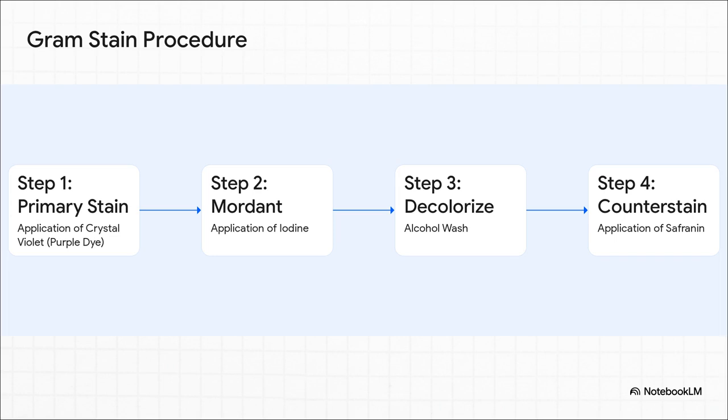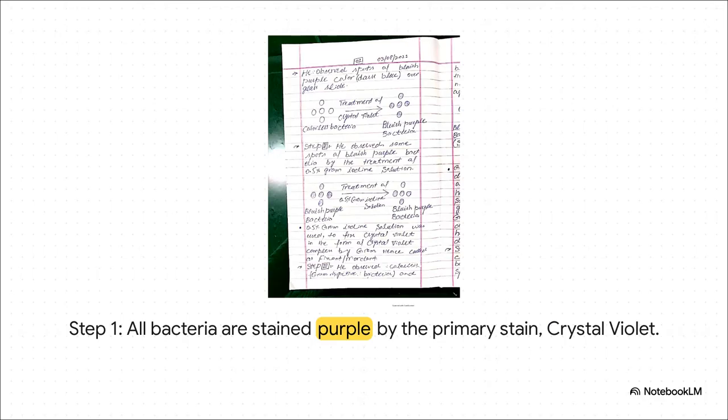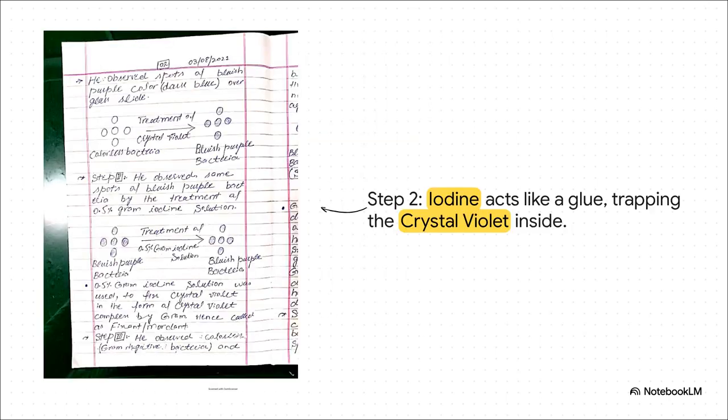Let's actually walk through what's happening on the slide. Okay, step one. You flood the slide with this stuff called crystal violet. And boom, instantly every single bacterium on there just soaks up this deep purple color. Right now, they all look exactly the same. No difference at all. All right, next up is the iodine. This is that mordant we talked about, the glue. It gets inside the cells and basically grabs onto the purple dye, forming this big chunky molecule. And because it's so much bigger now, it's way, way harder to wash out.